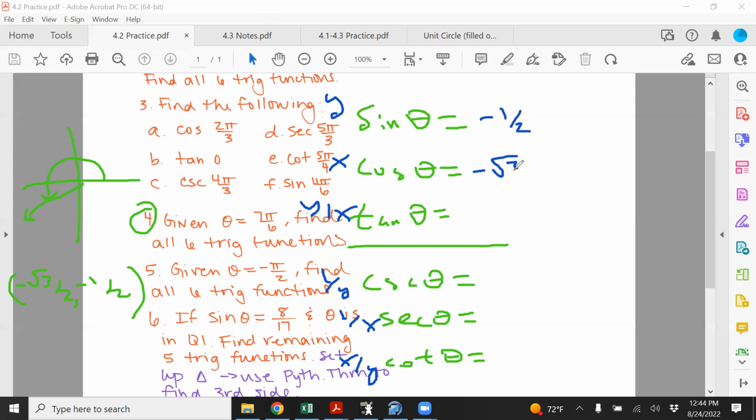Oh, mistake? Is this number 4? Number 4. Okay. We're at 7 pi over 6, so we need the proper coordinates. Those are my coordinates at 7 pi over 6, where sine's y, cosine's x, tangent's y over x, and then flip for the other 3. And that's going to be 1 over root 3. Then you reverse.